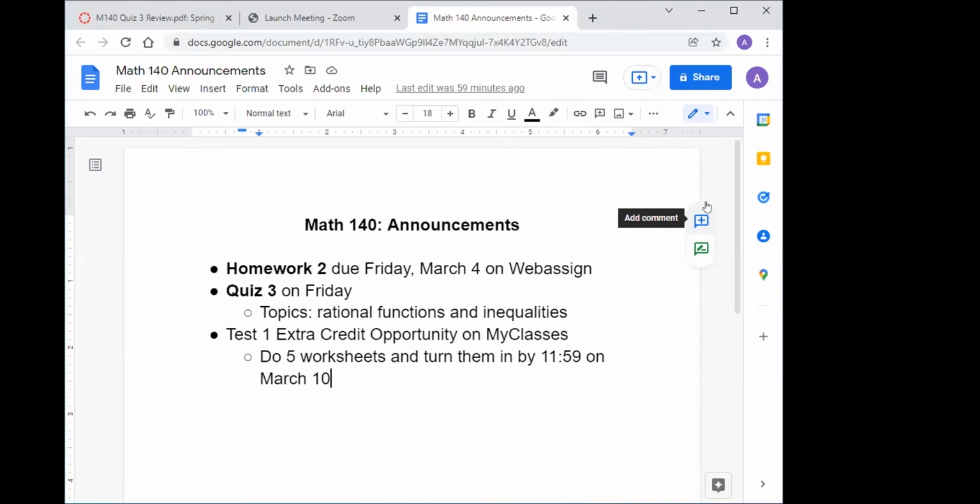Quiz 3 on Friday. Topics will be on rational functions or rational equations and inequalities. We'll do some review at the end of class today. And of course, there's the extra credit opportunity for test 1. Do 5 worksheets, turn them in before the first test, and I'll give you 5% extra credit on that first exam. All right. Any questions on the announcements?